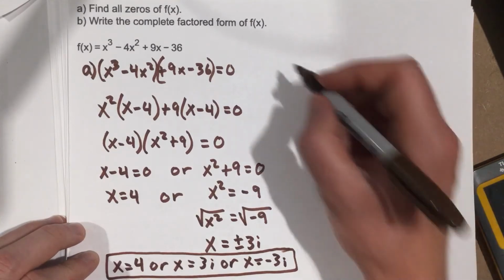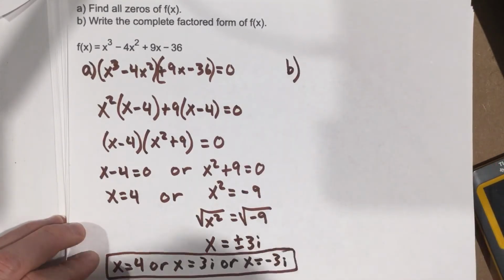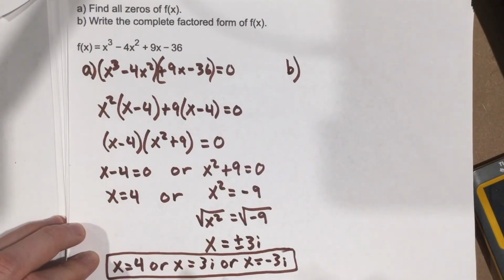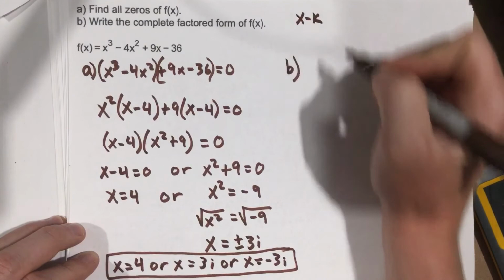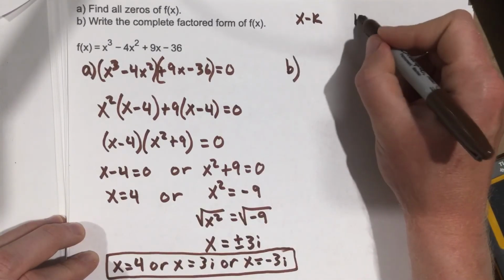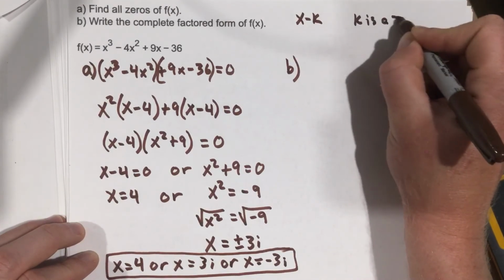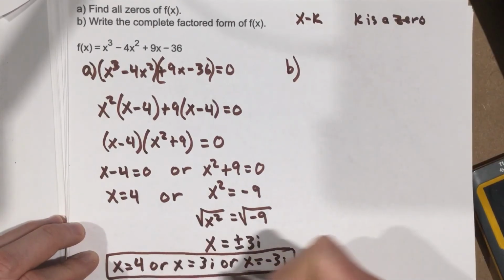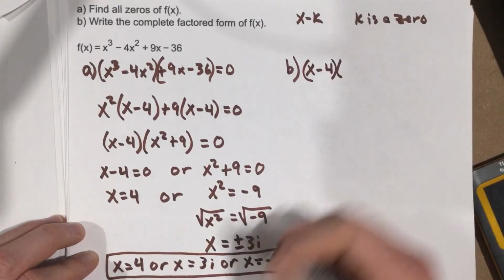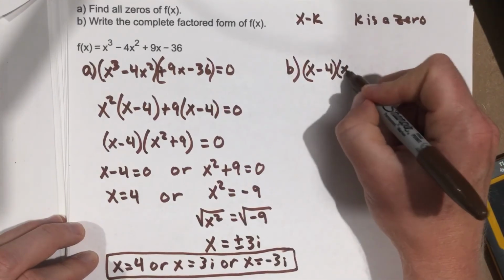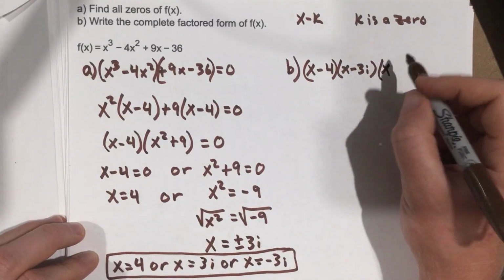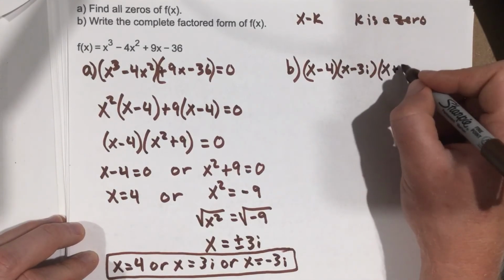So now I need to do part B, and part B says write the complete factored form of f of x. I can create factors using x minus k. So I have a 4 here, and remember x minus k, k is a 0. Well, I have zeros right here. So I have x minus 4 times x minus 3i times, I'm going to have x minus negative 3i, which is really just x plus 3i.